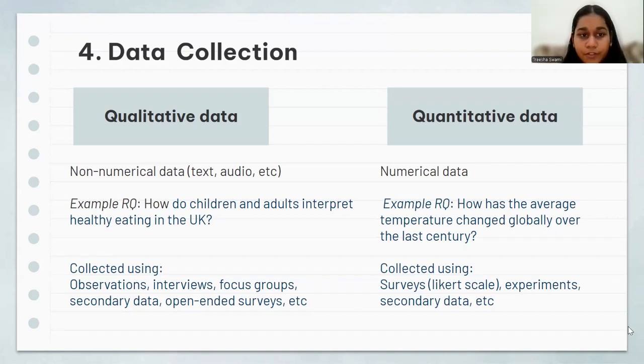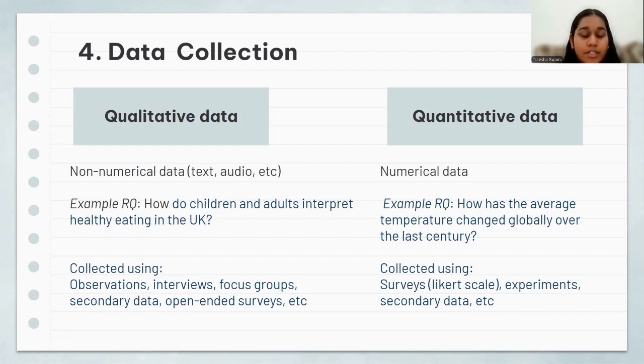Let's look at the differences between qualitative and quantitative data. In your qualitative data, you have non-numerical data like text, audio, images, etc. Whereas quantitative data deals with numbers, figures, and mathematical equations, functions. Here we have an example of a qualitative research question. It reads, how do children and adults interpret healthy eating in the UK?